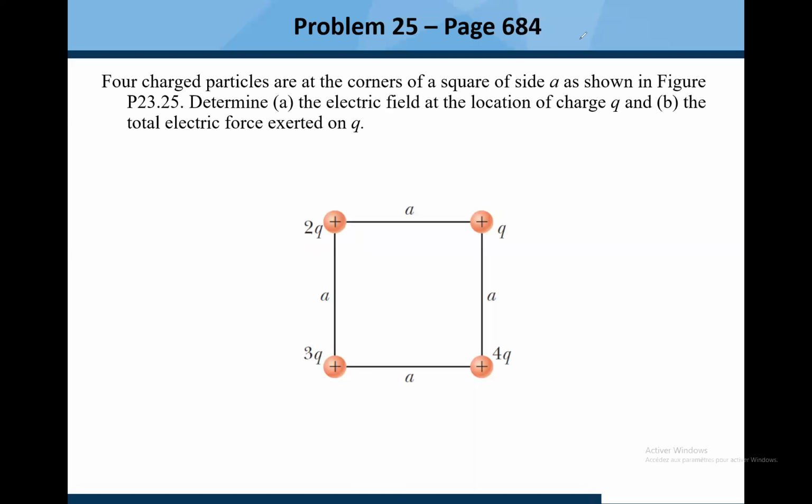Problem 25, page 684. We have a square. At the corners of the square, we have four positive charges. We can label them 1, 2, 3, 4. The question is, we have to find the electric field at the location of Q.